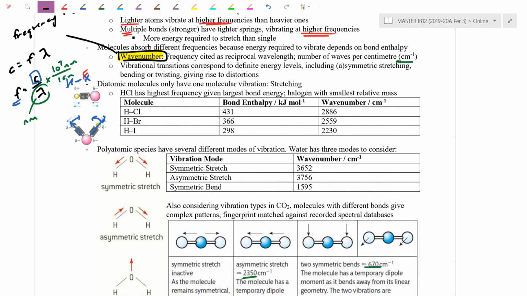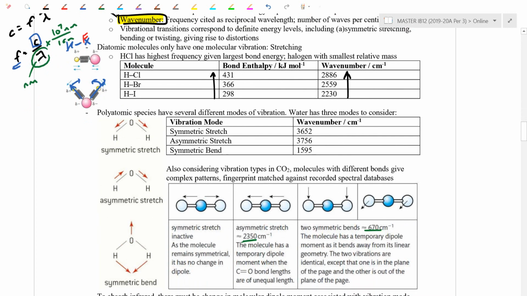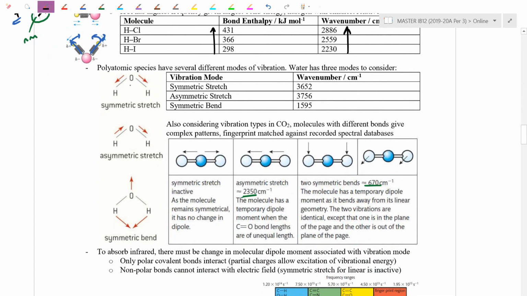So we talked about the strength of the spring itself. A stronger spring here, it's a higher wave number that's needed to actually stretch it. When I have a polyatomic species, I have many more modes, many more ways of actually doing the stretching and contracting here. And you see, depending on which mode it is, that corresponds to a different wave number.